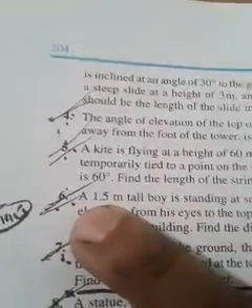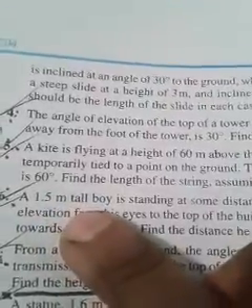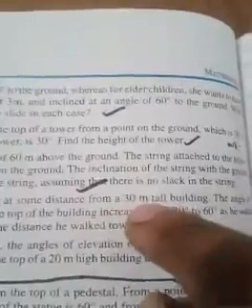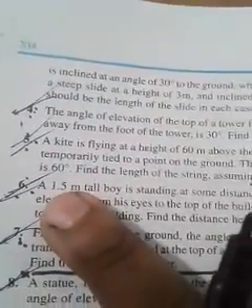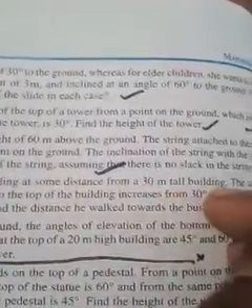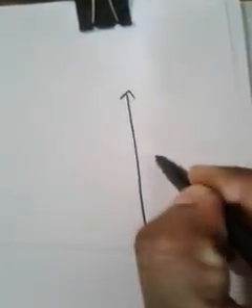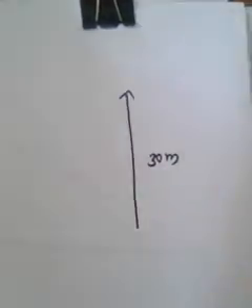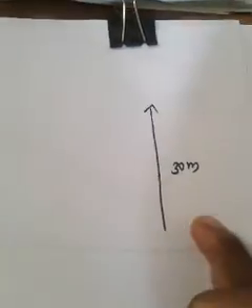Now question number 6. A 1.5 meter tall boy is standing at some distance from a 30 meter tall building. So what is the meaning of the question? A 1.5 meter tall boy is standing at some distance from a 30 meter tall building. That means there is a 30 meter tall building. Any problem? No. And a boy is standing at some distance from this building. So this is the ground.